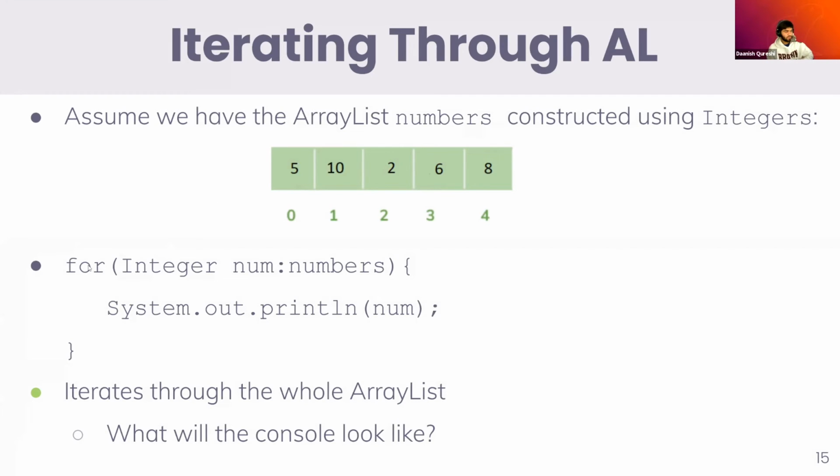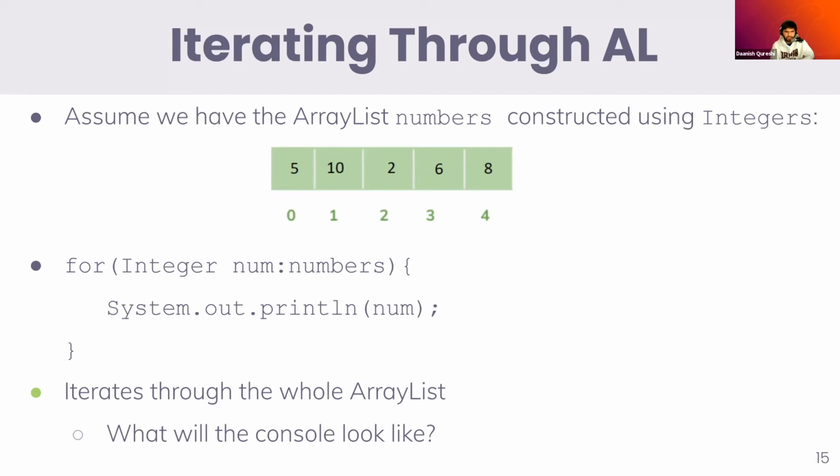If I have this for integer, remember we have our data type, num : numbers. So this gets a little bit confusing. It's not like the normal for loop where you have the for and then you have i equals 0, i less than something, i plus plus. It's not the same as that. This is going through, it's like a for-each loop. So for each integer num in the ArrayList numbers, okay? So it's looping through every single element of this ArrayList simply by typing integer num : numbers.